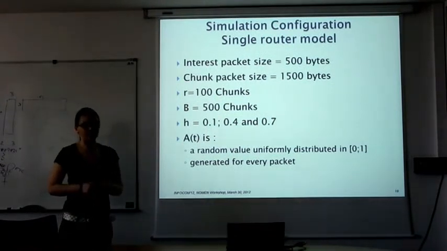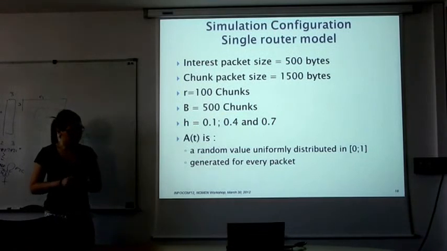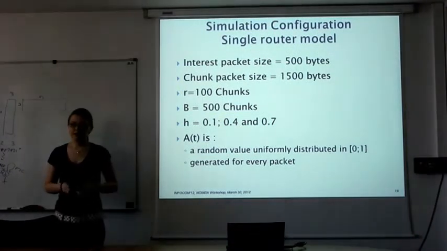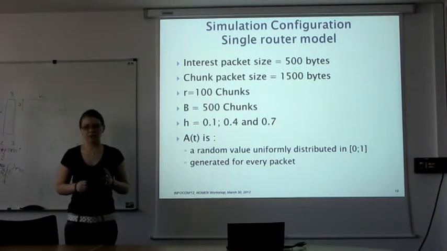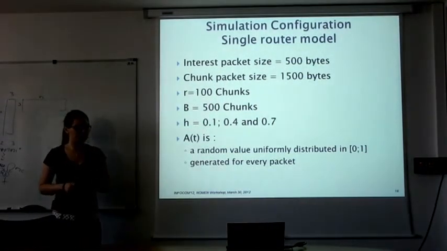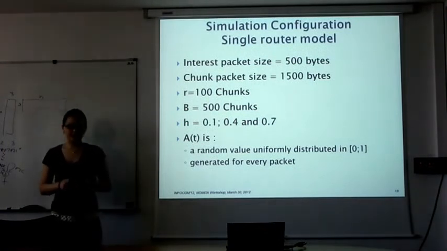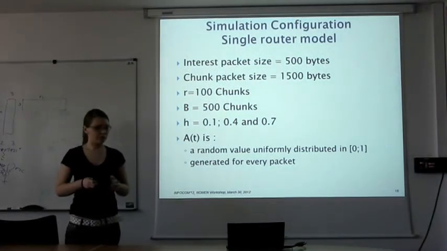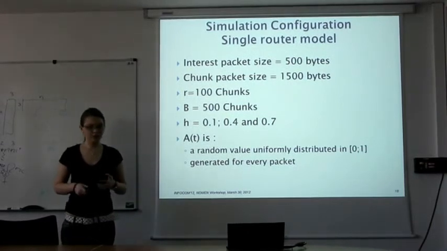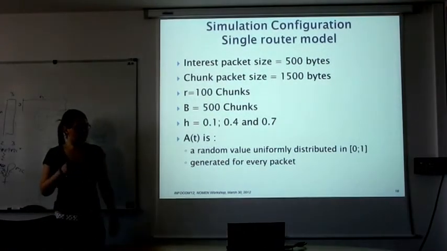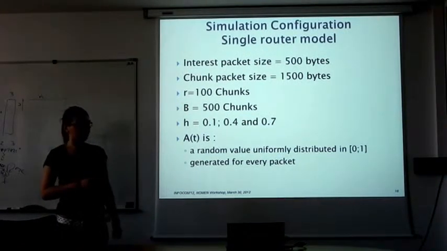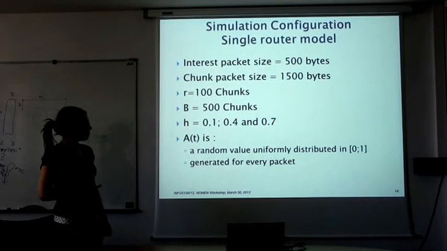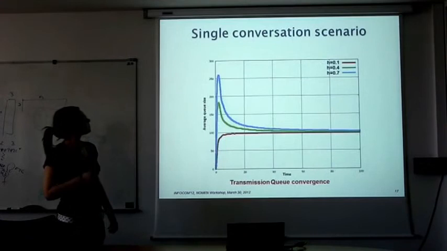The simulation configurations are presented on this slide. In order to take into account the variability of response delay, we used a random value uniformly distributed in the interval from 0 to 1, generated for every data packet. We studied the behavior of our mechanism with different values of H, so we can see how it impacts.